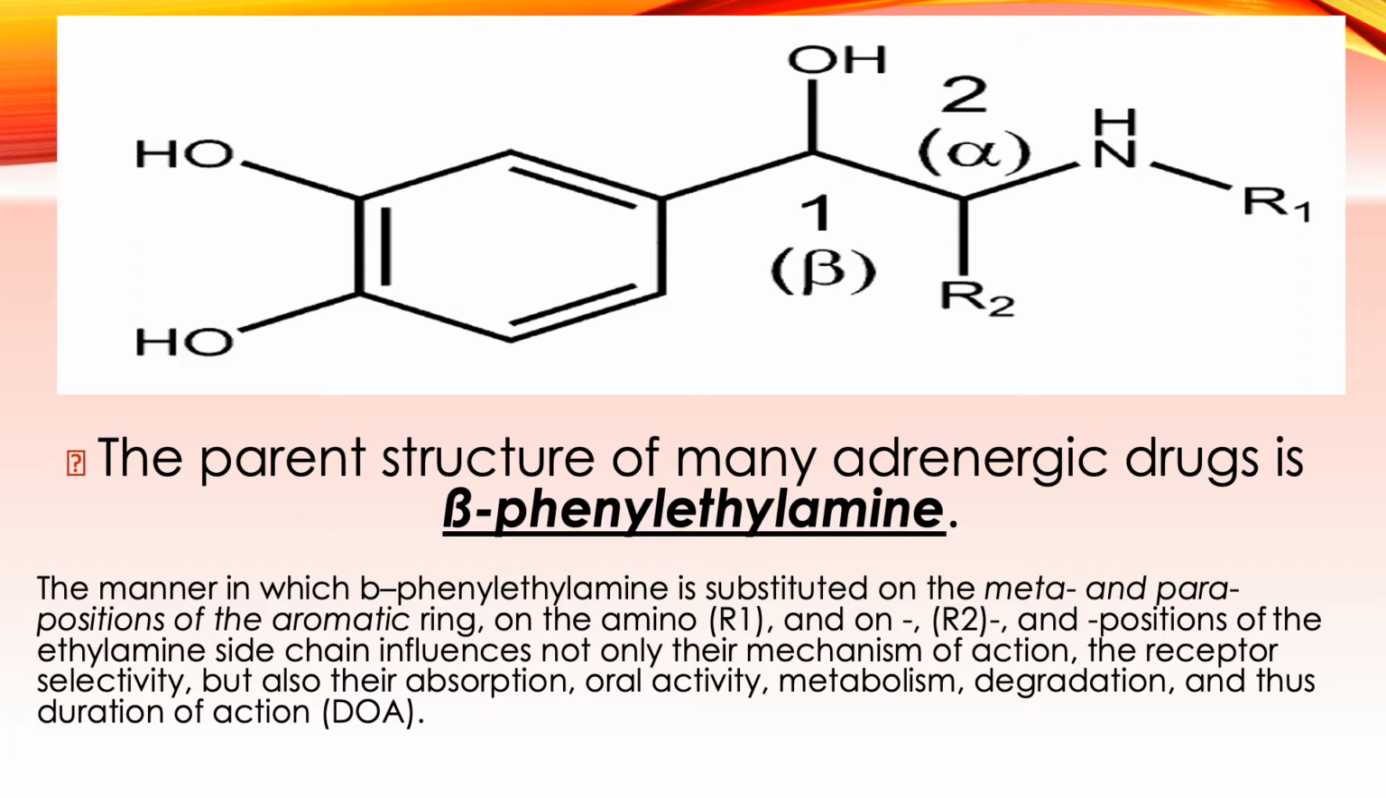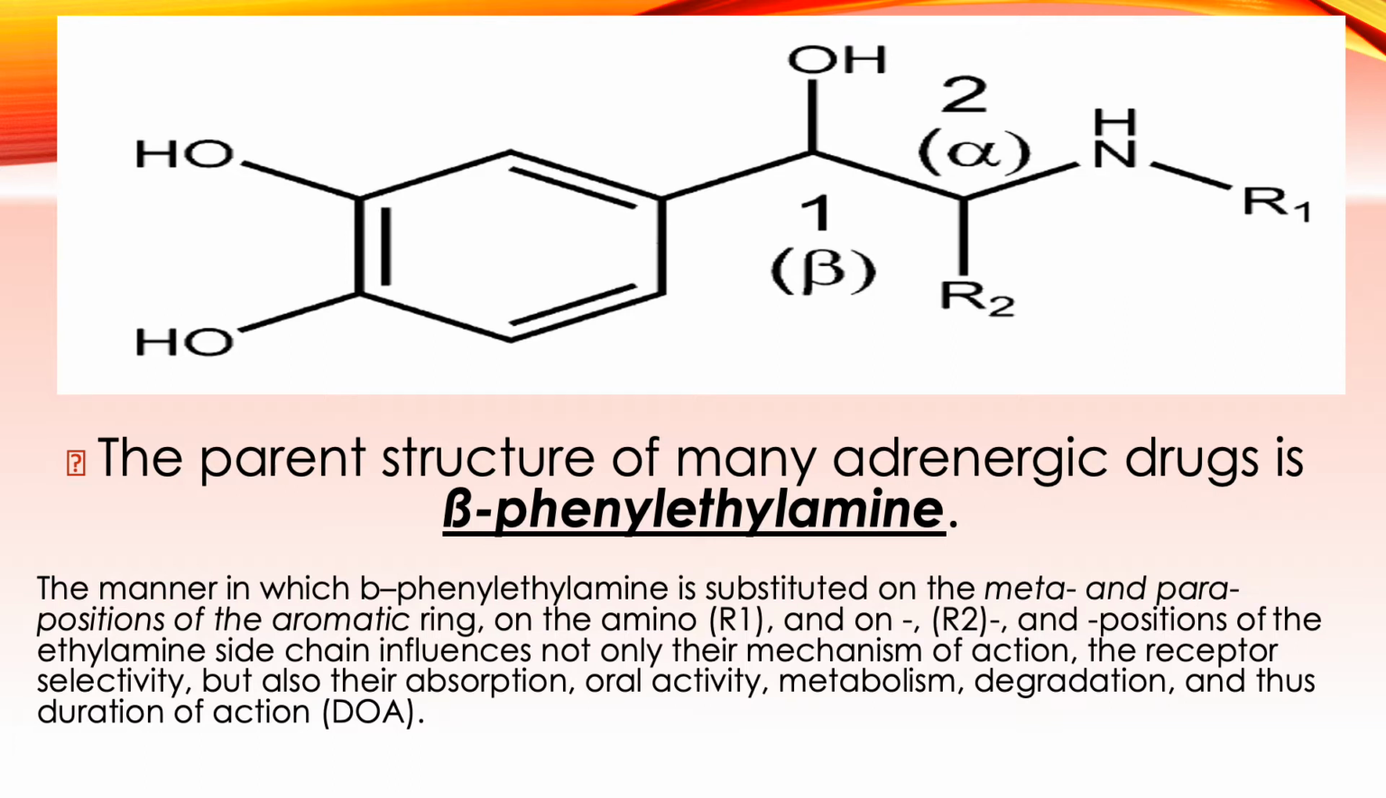Our beta-phenylethylamine is named according to the components of its structure. First, the phenyl ring with 1,2-dihydroxy substitution, and then followed by the ethyl bridge, which contains our carbon 1 and carbon 2, and hydroxyl substitution, and the R2. The next one is the tail part, which is called the amine, with the R1 substituent. So these structures are the ones being manipulated to change the functionalities of our adrenergic drugs.